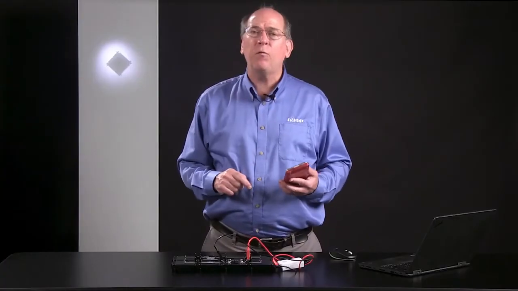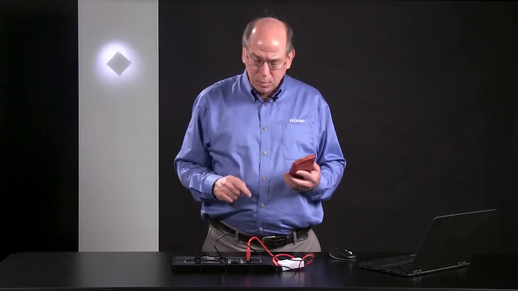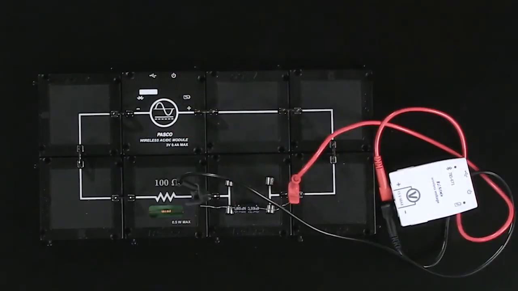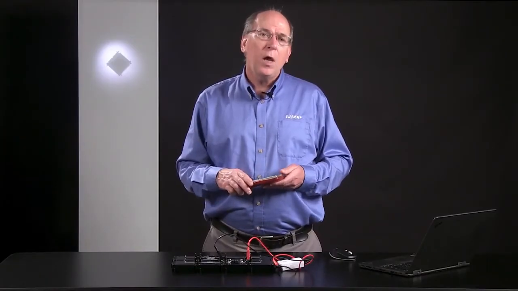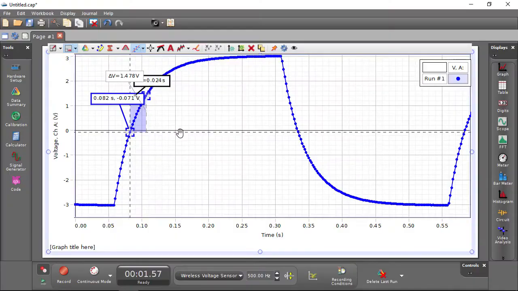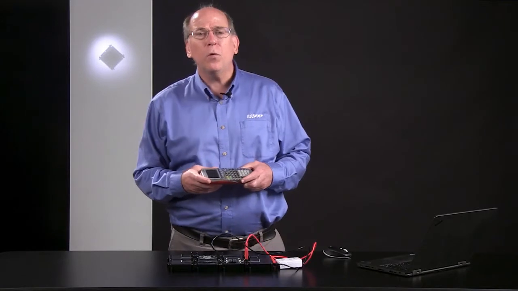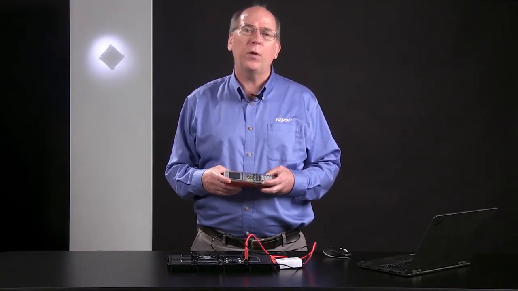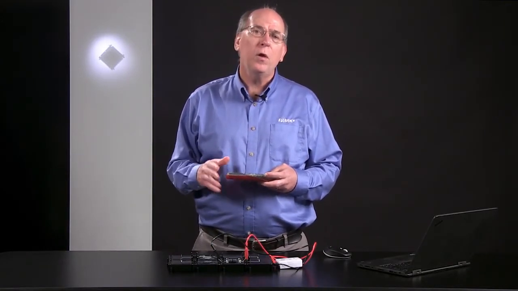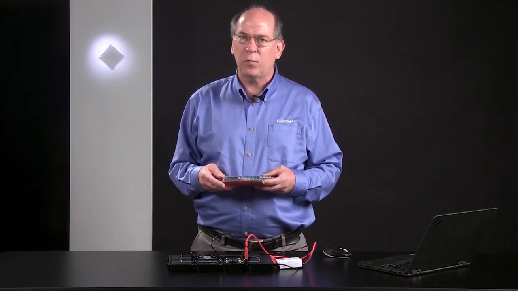And I get 346 microfarads. This capacitor is rated at 330 microfarads. Advanced students could fit an exponential to the voltage graph to find the capacitance. This approach is also useful for exploring the characteristics of resistors, diodes, LEDs, and transistors.